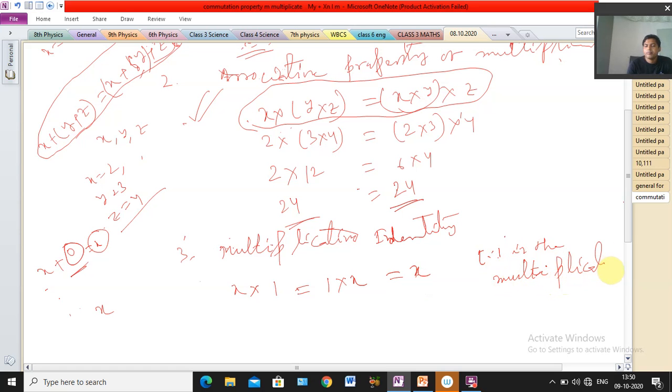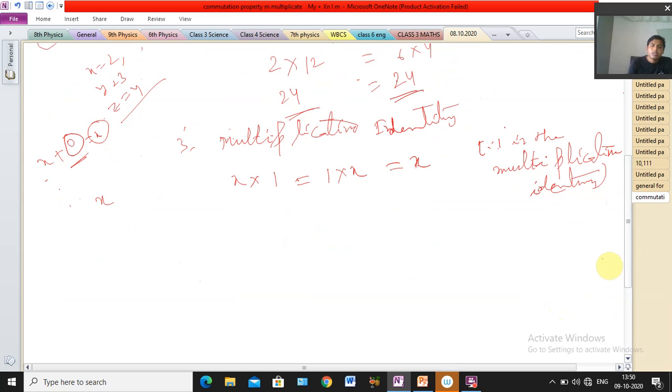Multiplicative identity. Clear? Understood? So x into 1 equal to 1 into x equal to x, we are getting.